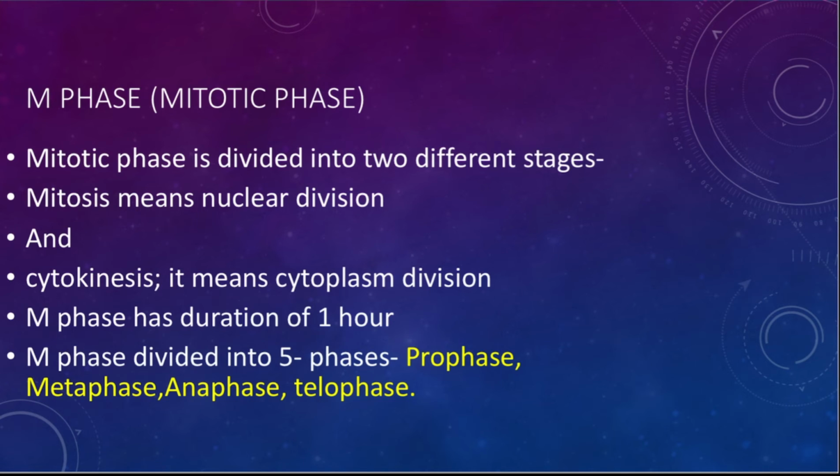Now the cell will enter M phase. What is M phase? M phase is the mitotic phase. It is divided into two different stages. Mitosis means nuclear division, and cytokinesis means cytoplasm division. M phase has 1 hour duration. It's the smallest phase of the cell cycle. And M phase is divided into phases: prophase, metaphase, anaphase, and telophase.